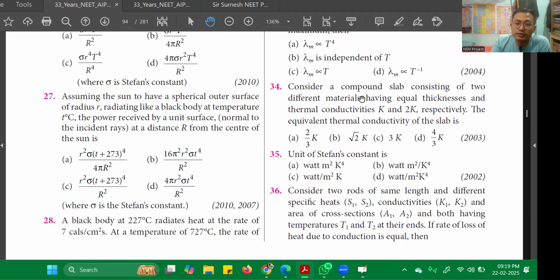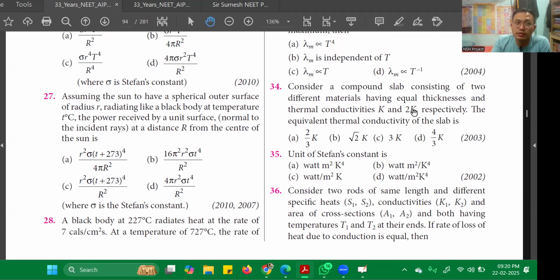Question number 34. Consider a compound slab consisting of two different materials having equal thickness and thermal conductivity. What is the equivalent thermal conductivity of the slab? Sir already derived this. It is K1 plus K2 by 2, so 3K by 2.